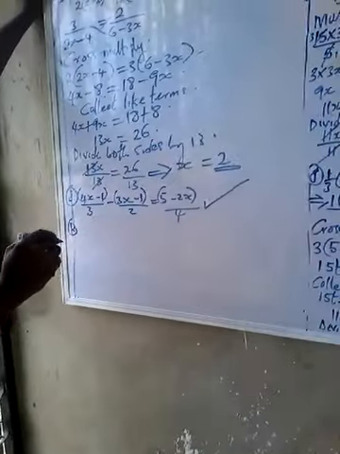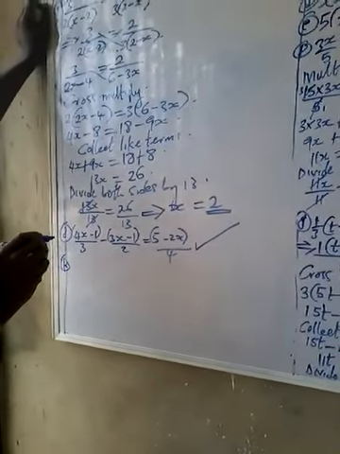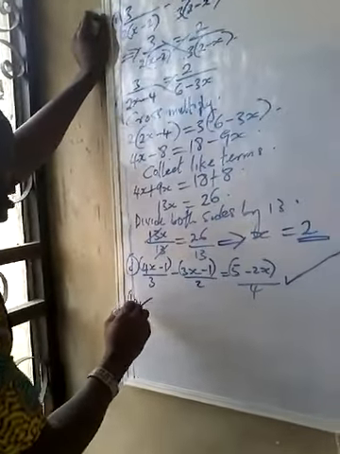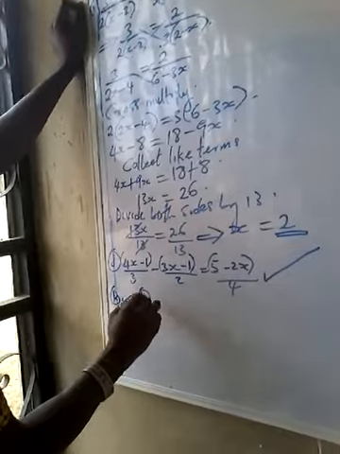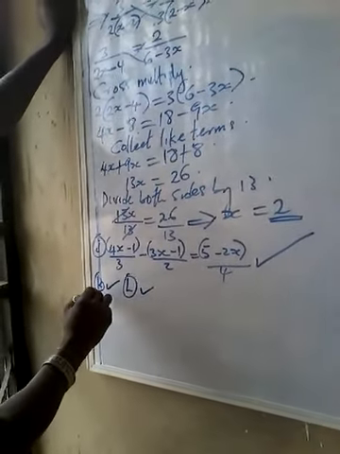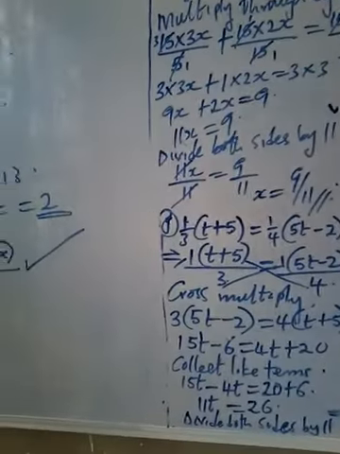Which is 11. Now, letters K and L. I will leave K and L for you to do. I will do M, which will guide you to do K and L.